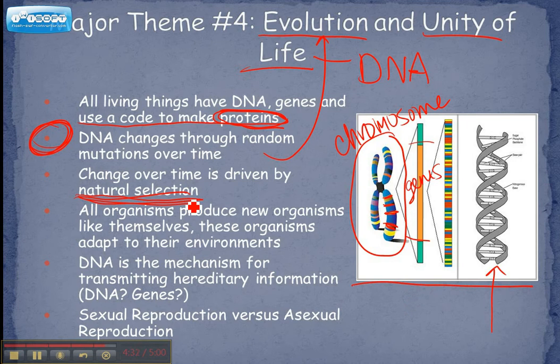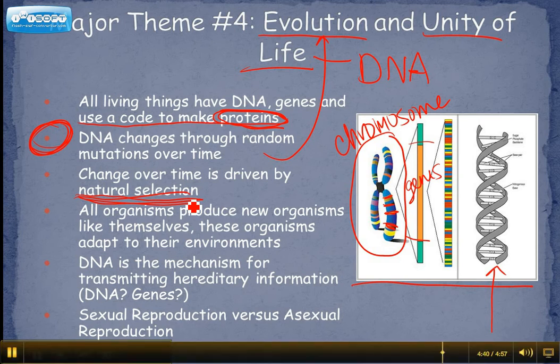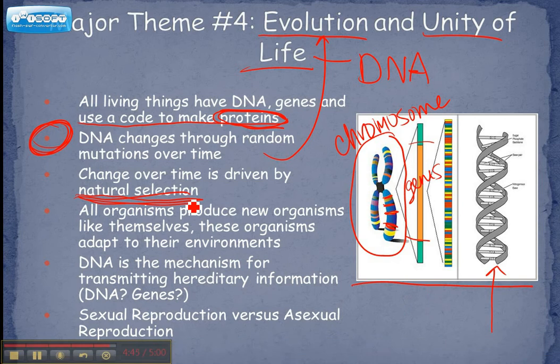Okay, let me repeat that again. Natural selection is the idea that if organisms mutate, their DNA changes, and they have a trait that gives them a better advantage to survive, they'll be able to reproduce more and pass that trait on to their offspring. That's called natural selection. Nature selects what's best to survive.